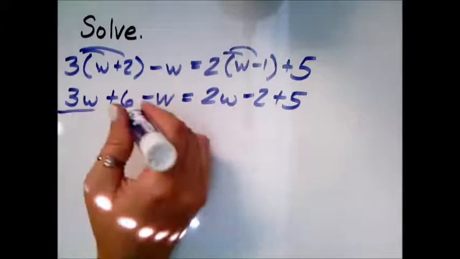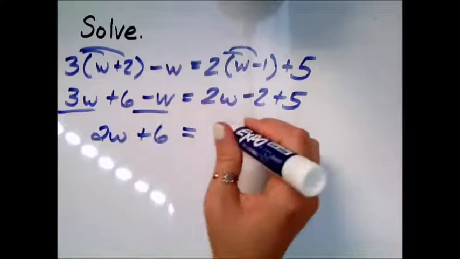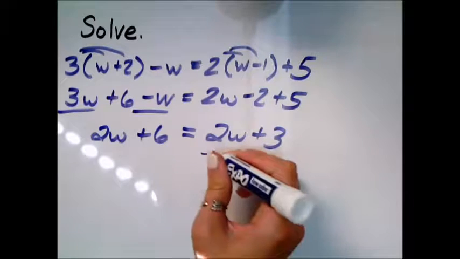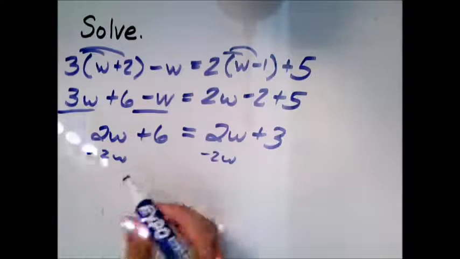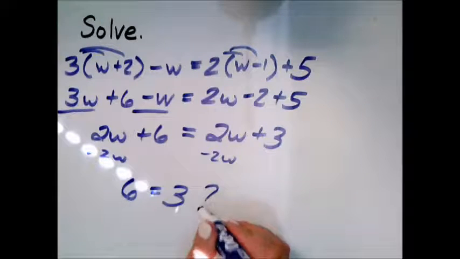Then get like terms together. 3w minus w is 2w plus 6 on the left. And then we have 2w plus 3 on the right. Now I want the w's on the same side as each other, so I'll subtract 2w from both sides. Then we might notice something interesting. All the w's canceled off completely.